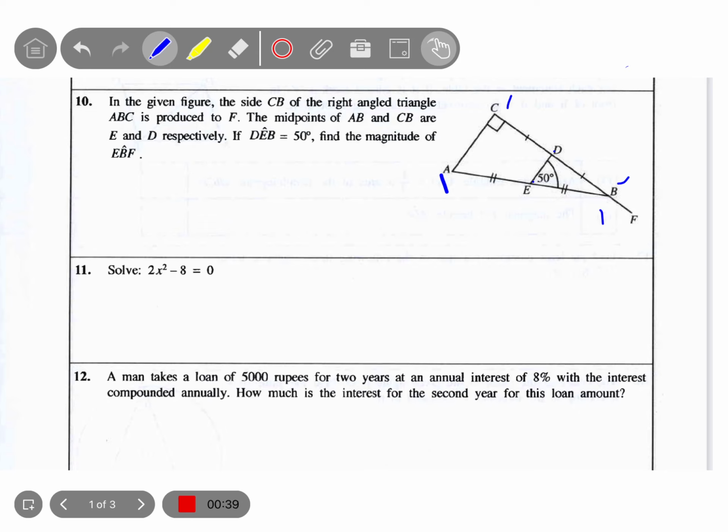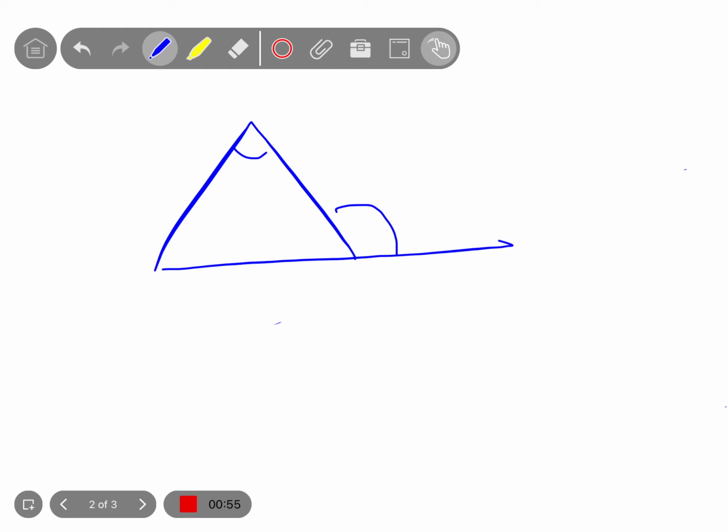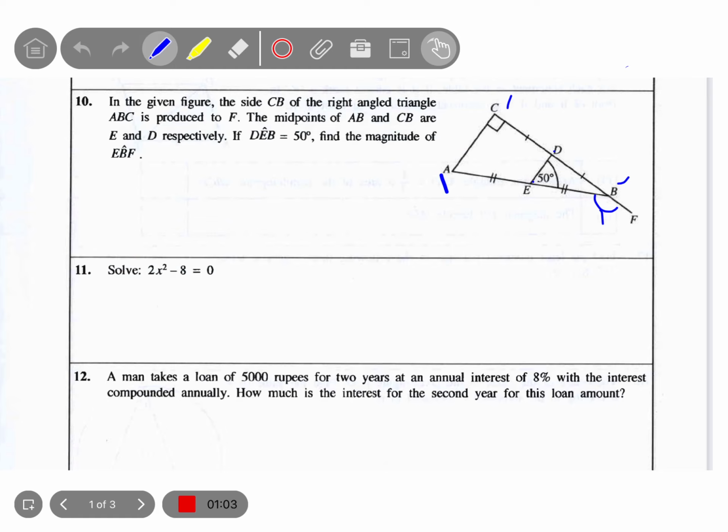If the DEB angle in the figure is 50 degrees, they are asking us to find EBF, so this value. So there is a theorem, a triangle theorem related to produced sides. If this is x, this is y, this value is x plus y. I ask you to prove it yourself, or just refer to your textbook. So to find this value, we need to have the two interior angles. We need to know this value and this value.